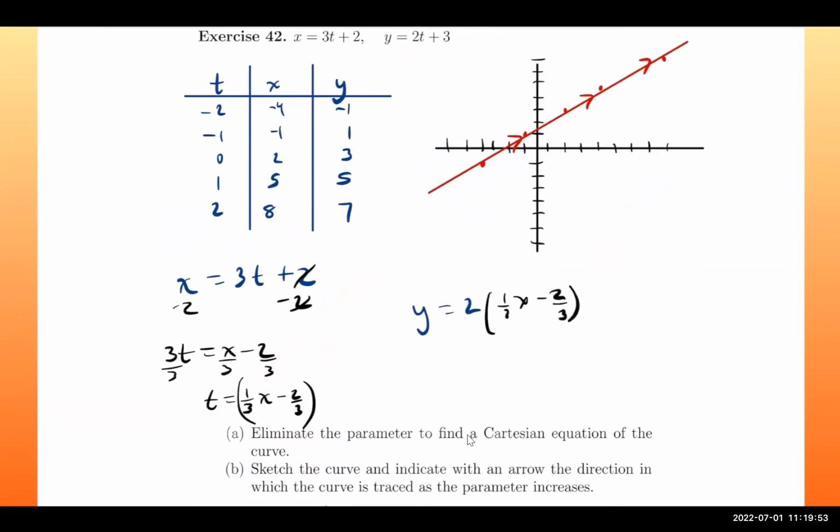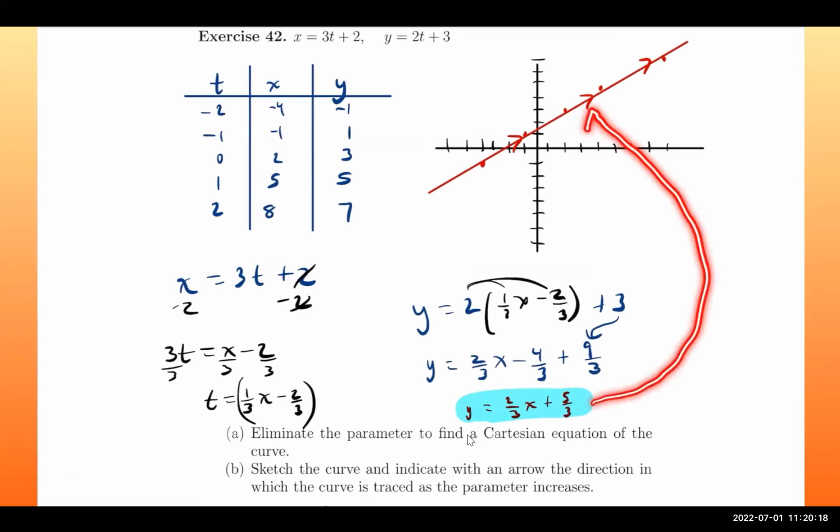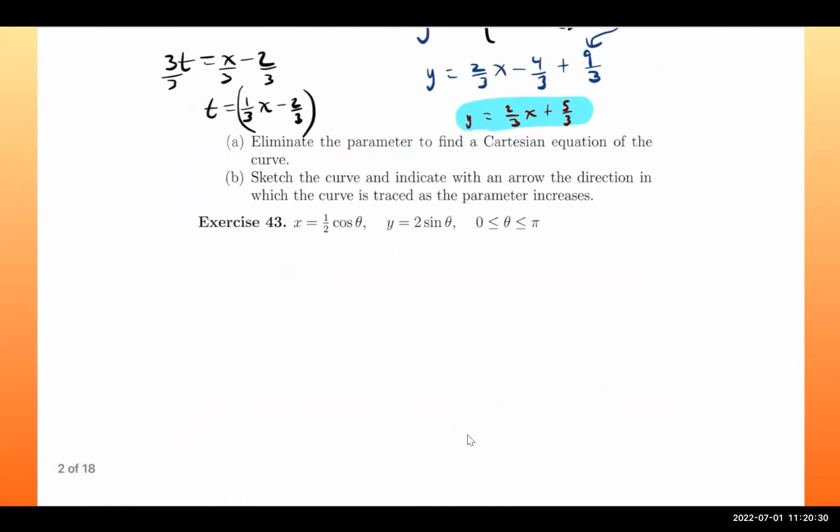So y is going to equal 2 times (1/3 x minus 2/3) plus 3. If you distribute and combine like terms, you will get, I'm going to change the 3 to 9/3 just to have a common denominator. Our final answer should be y equals 2/3 x plus 5/3. And that's exactly the equation of the graph that we graphed up here. The y-intercept is 5/3, which appears to be correct. And the slope is 2/3, so up 2/3. That looks good.